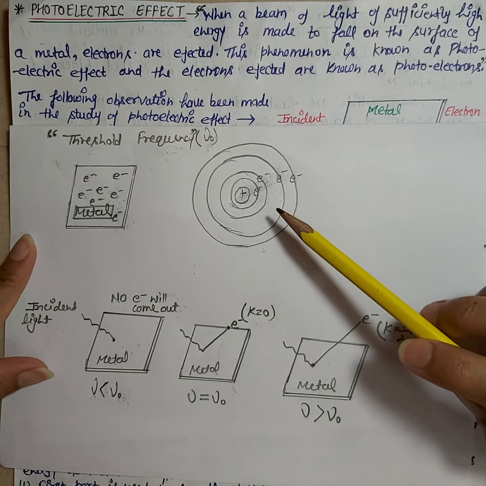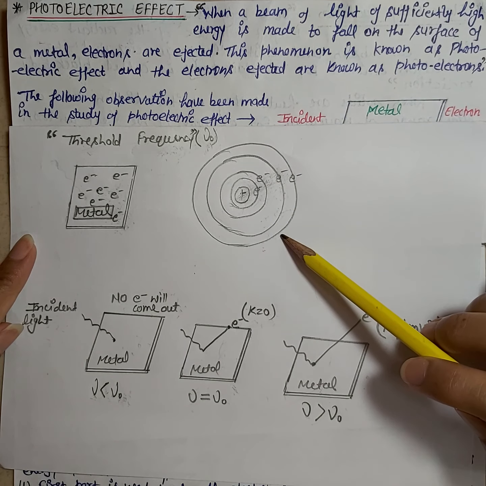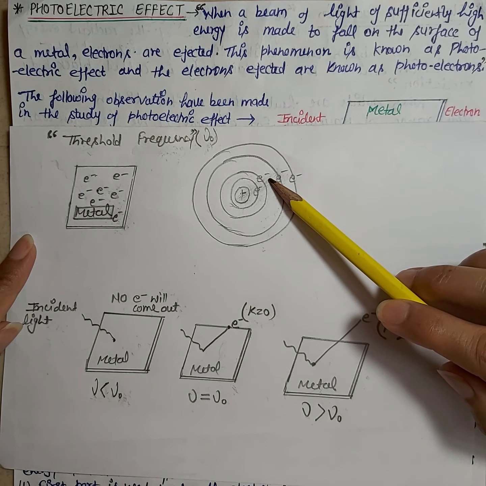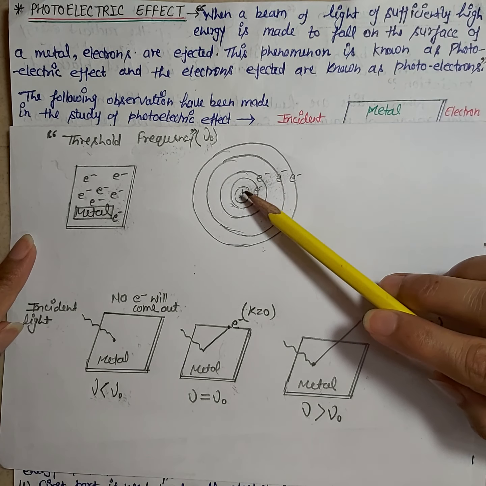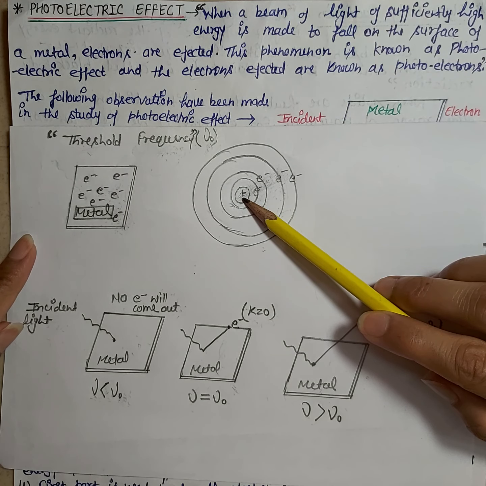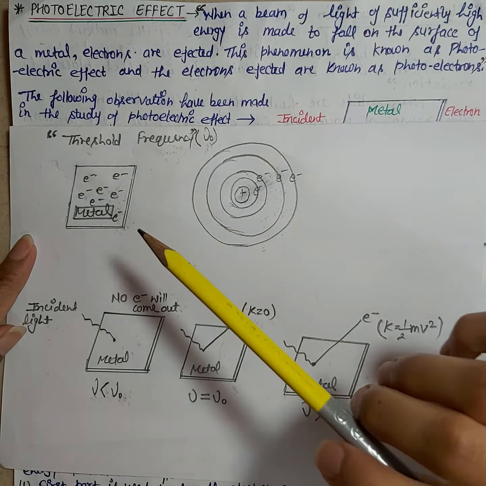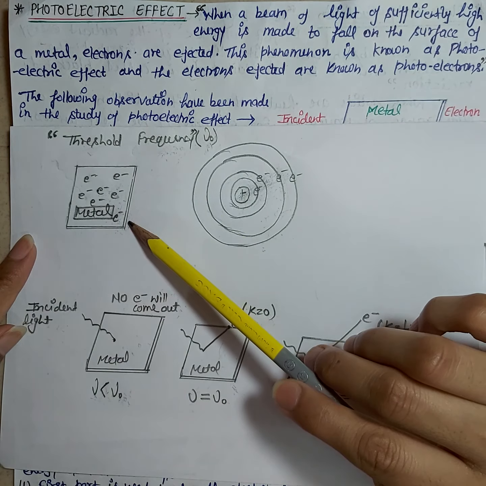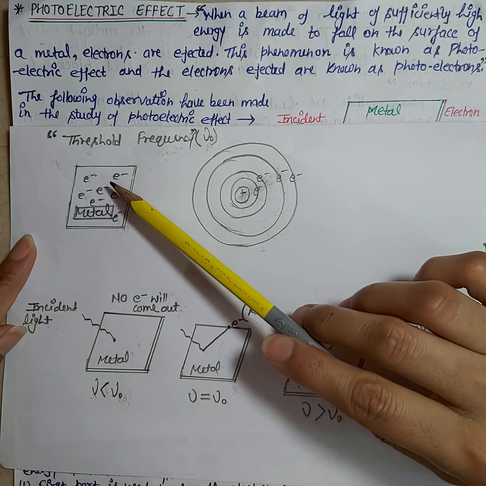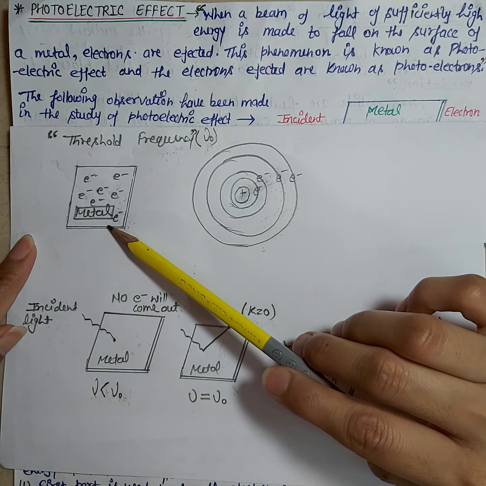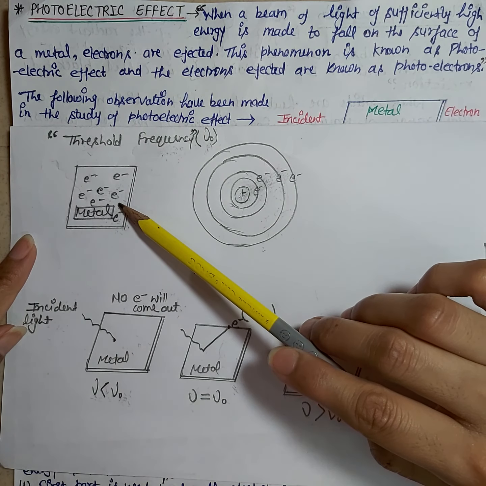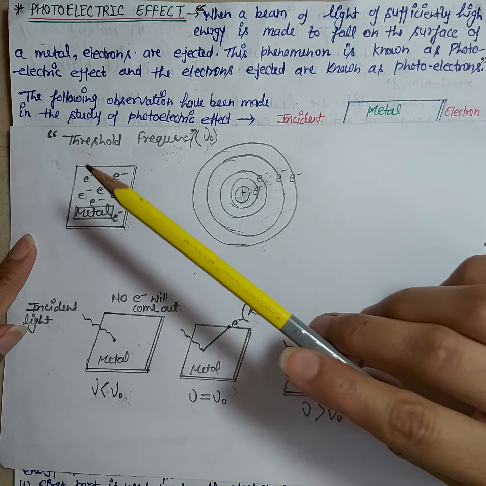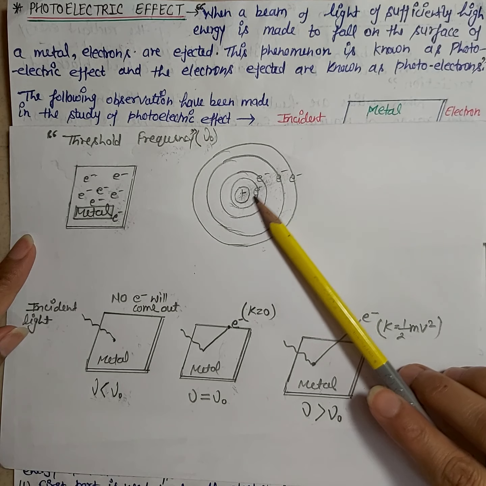So here I have shown the arrangement of electrons in an atom. As we all know, electrons are present around the nucleus and attracted towards the nucleus by nuclear force, right? And here I have shown a metal surface, okay, a metal sheet. Suppose we want to remove an electron from this metal sheet, what do we have to do? We have to provide some energy to these electrons to overcome the nuclear force, okay.